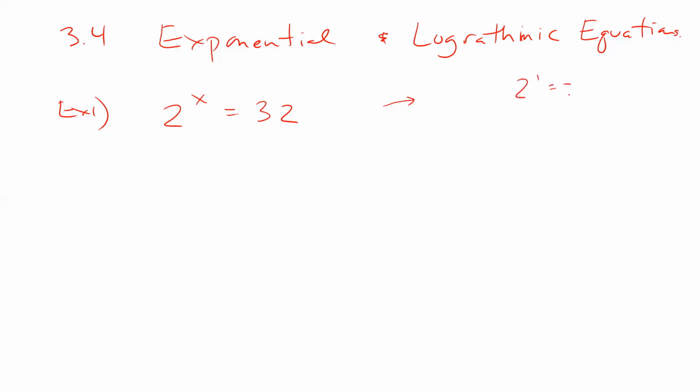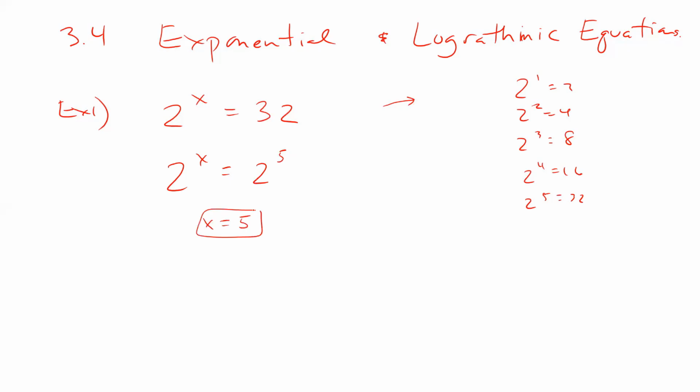So 2 to the 1st power is 2, 2 to the 2nd power is 4, 2 to the 3rd power is 8, 2 to the 4th power is 16. Voila. There it is. So if I can get the same base like this, I am done. Those are the super easy ones. Because then I'm just going to drop my base. If the base is the same, then x has to be 5, because that's the only way it can work out. What exponent do you put on 2 to give you 2 to the 5th? It's 5.